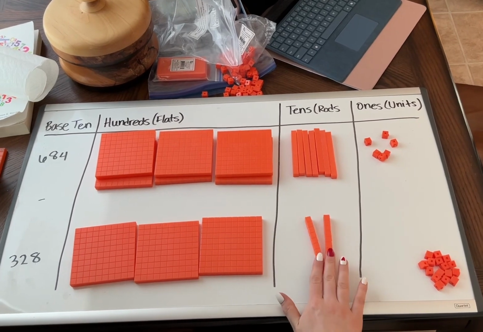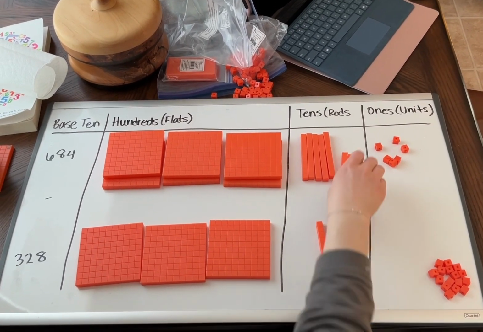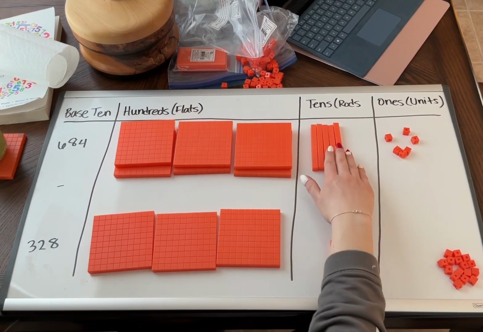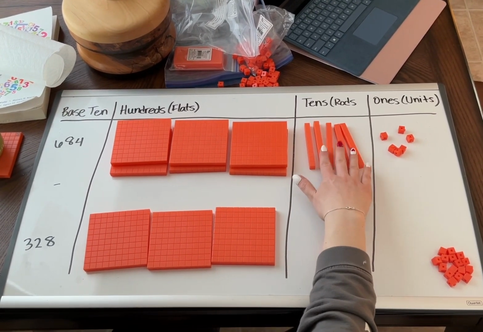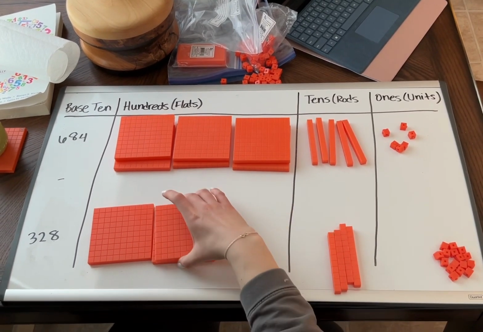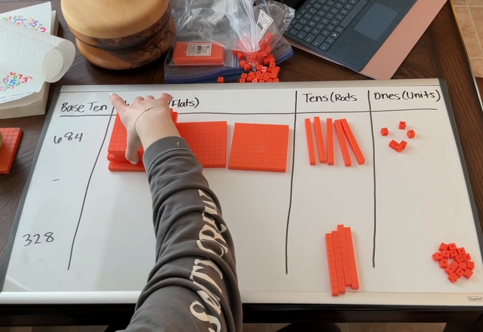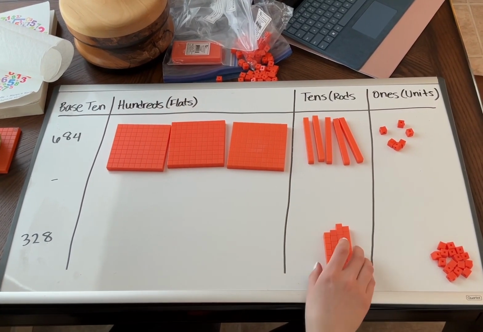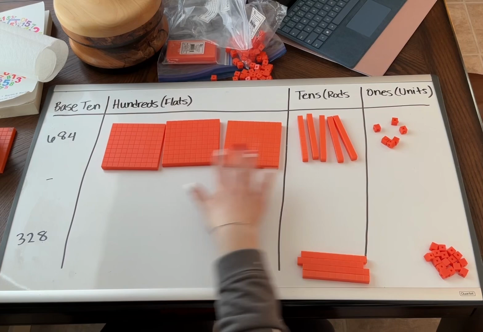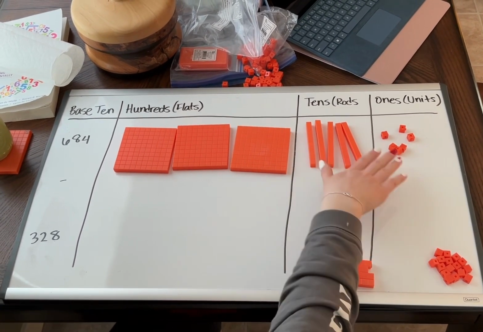Now I'm going to take away 2 rods from the bottom. I'm also going to take away the same number from the top. When I take those away, I am left with 5 rods, or 5 tens. And then same with the hundreds, I'm going to be taking away these 3, and then I'm going to take away 3 from our top number. So in total, what we have left after we subtract our 328 is 356.